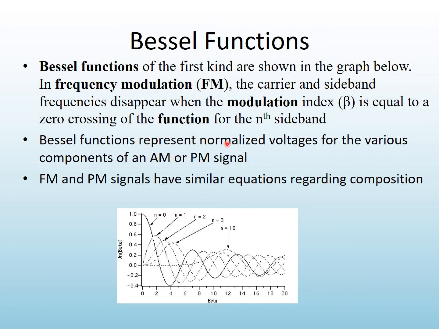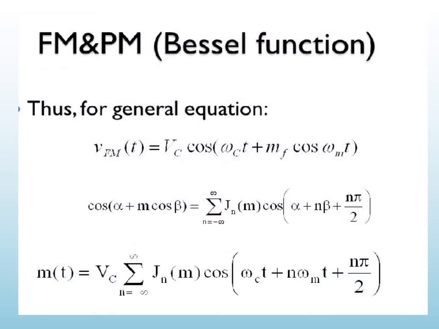This represents the normalized voltage for the various components of the FM and PM signals. So these are the normalized amplitude values: it is 1, or almost 0.6, 0.4, 0.2 and so on. So these are the normalized amplitude functions. Your Bessel function is related to your FM and PM signal.